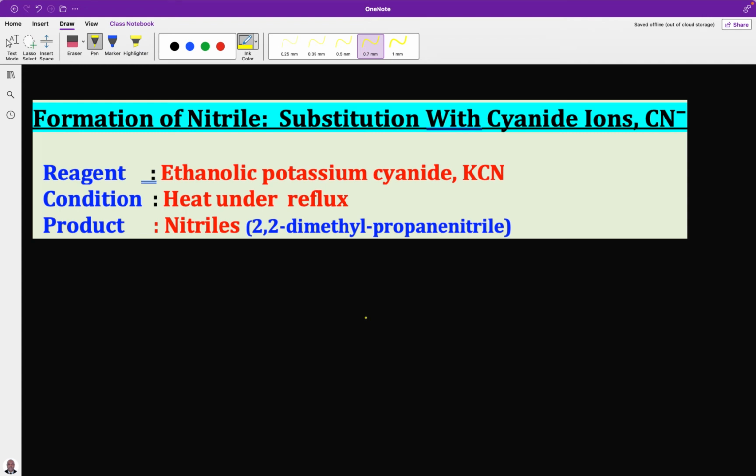But it should be noted that in this reaction, when a tertiary halogenoalkane is heated under reflux with cyanide ion in ethanol, the cyanide will substitute the halogen to form the nitrile. This reaction is very important because it leads to the formation of another organic compound. We call them the nitriles.